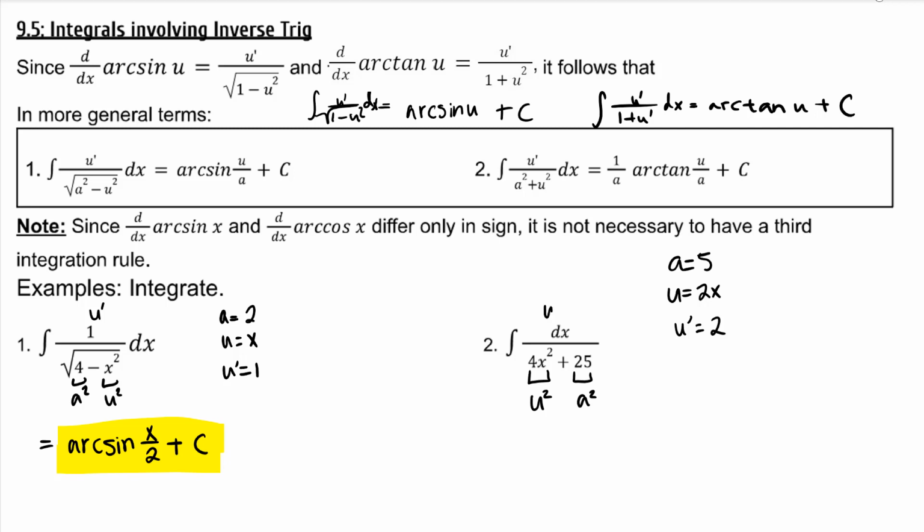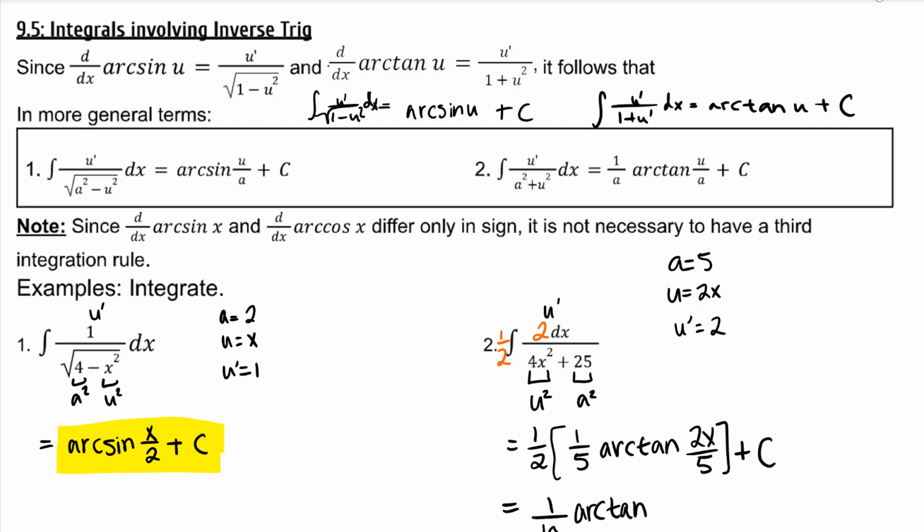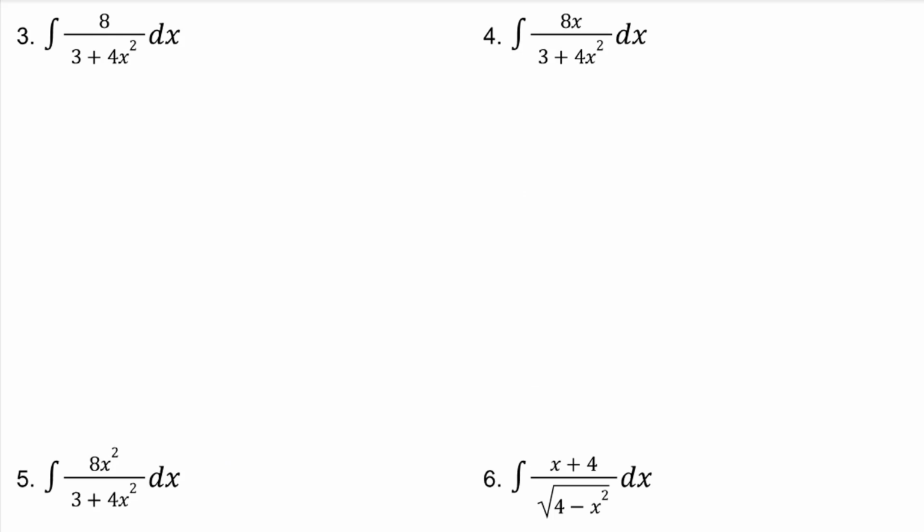Do we have u prime in the numerator? Not quite, but we can put it there by multiplying 2 inside the integrand and 1/2 outside. And when we multiply 1/2 and 1/5, there's our answer.